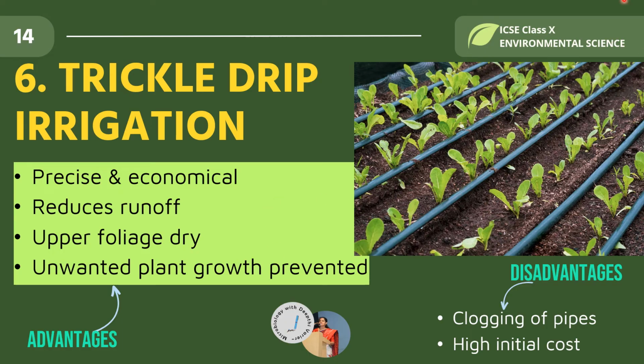The advantages are that it is very precise, it's economical, and it reduces the runoff because you're having controlled flow. So there's no excess water going off into the nearby lakes and causing other problems. Very little runoff. The foliage remains dry, the leaves remain dry. Why is that important? Because it prevents fungal infection. If the leaves are wet for a long period of time, that makes them susceptible to fungal infection. So here the foliage remains dry, which is very good. And the unwanted plant growth between the lines is prevented. Why? Because there's no water, that area is completely dry, so that prevents unwanted plant growth as well.